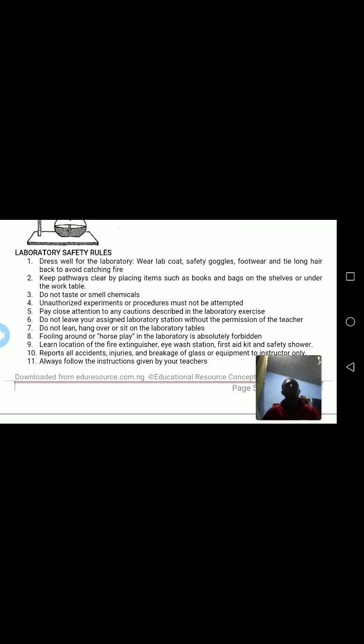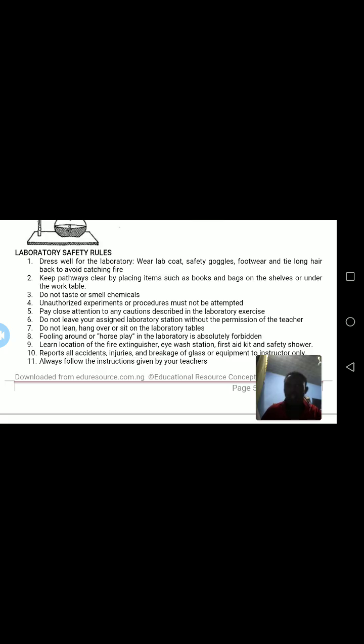Dress well. There are specified clothes, like the lab coat. So they say dress well for the laboratory. Wear a lab coat, safety goggles for your eyes, footwear, and tie long hair back to avoid catching fire. Do you hear the rule?